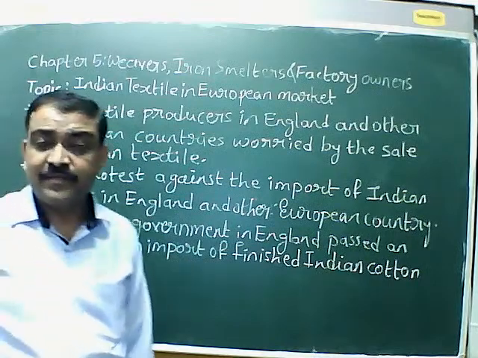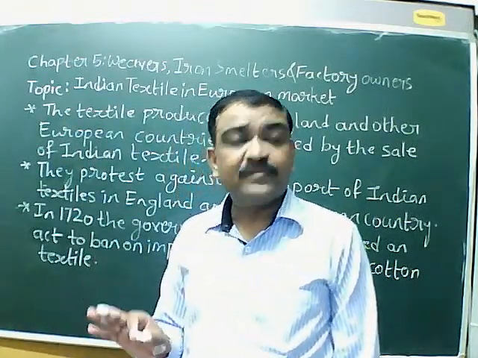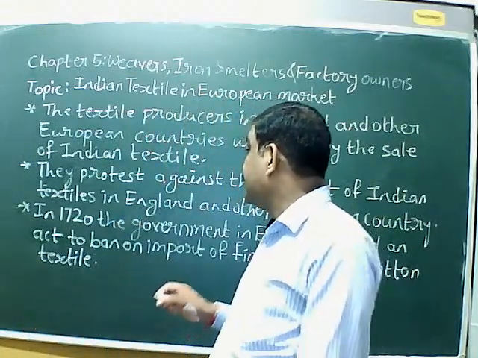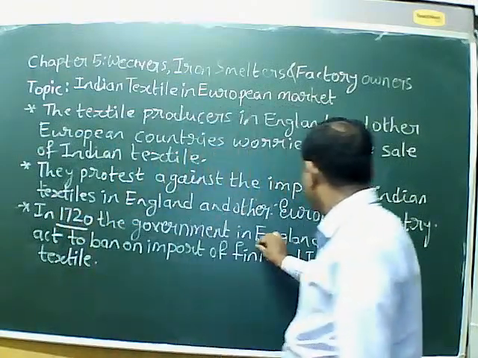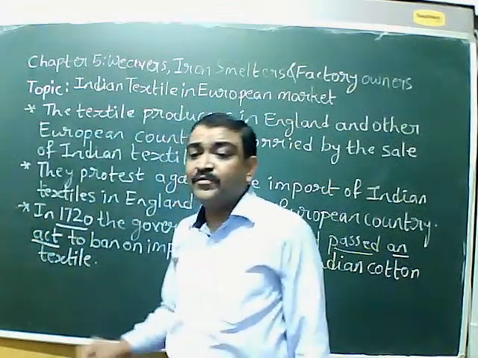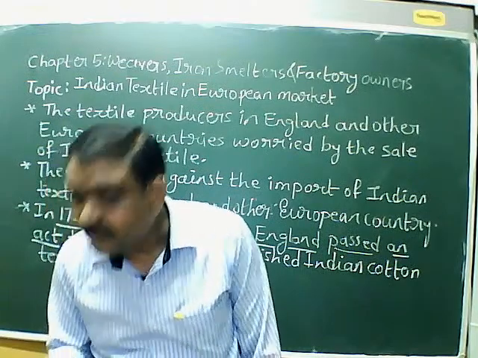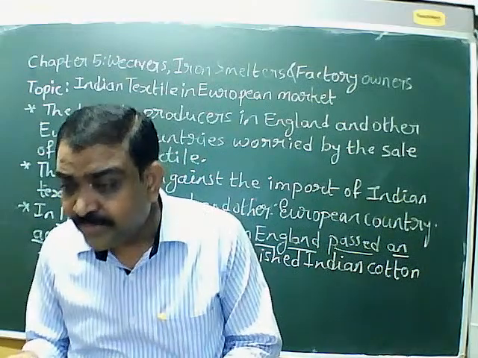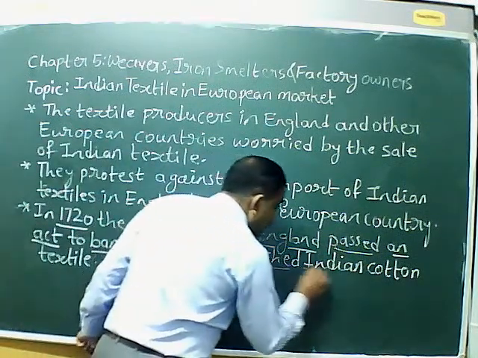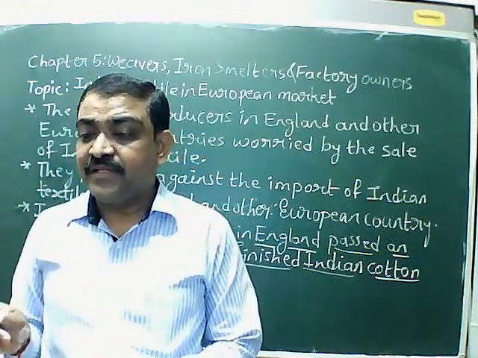Now in 1720, okay, when pressure started coming continuously from the local producers, so when the local textile producers in England protested against the import of Indian cotton textile, what happened in 1720? The government in England passed an act. The government made a law, okay son, and according to that law they put a ban on import of finished Indian cotton textile.